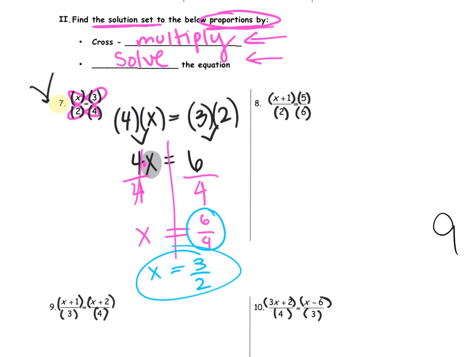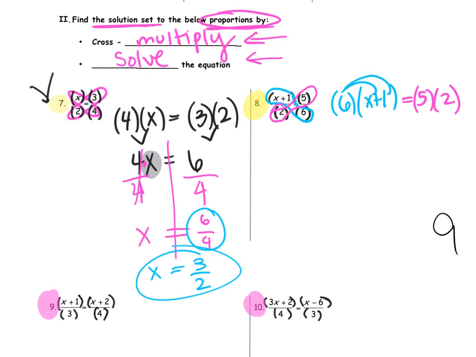Let's do question 8 together, and you are going to do 9 and 10. I already put the parentheses around here, which is good, so I don't need to rewrite it. Let's cross multiply. We're going to multiply these together: 6 times x plus 1. And we're going to multiply these together. If the color coding helps, go for it. Now let's start to simplify. We'll distribute. So I have 6x plus 6.